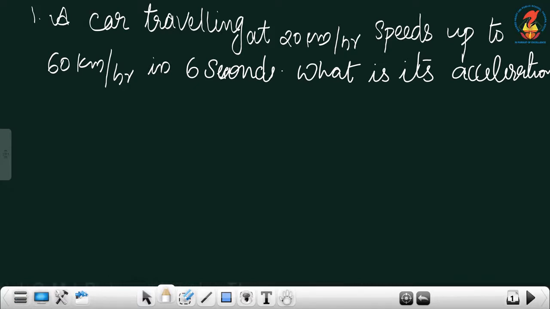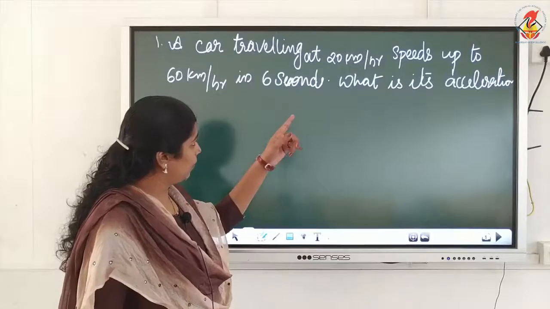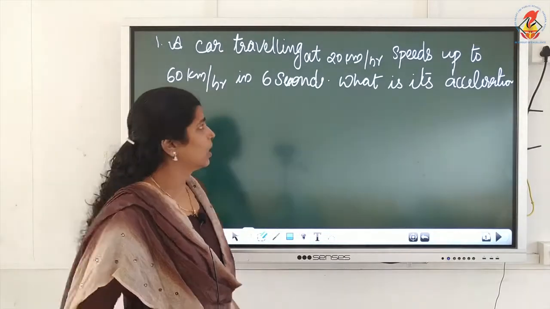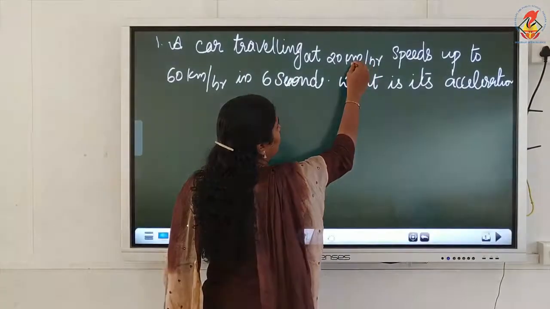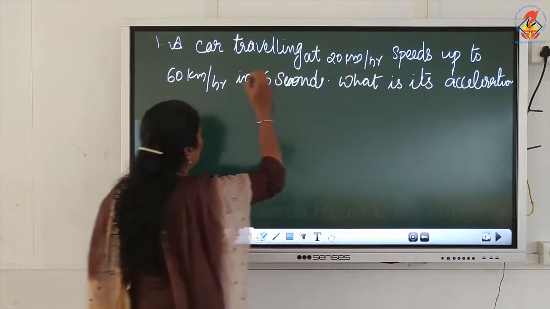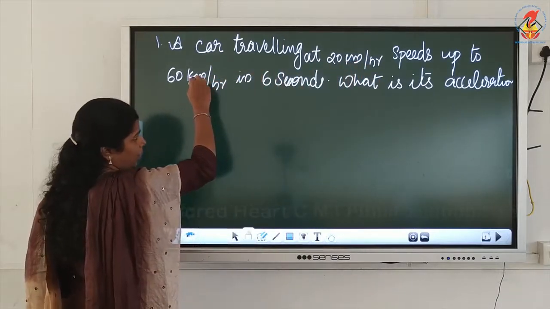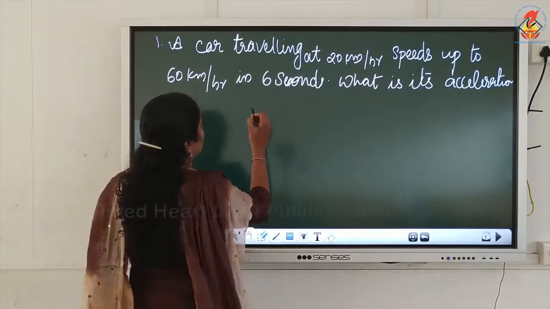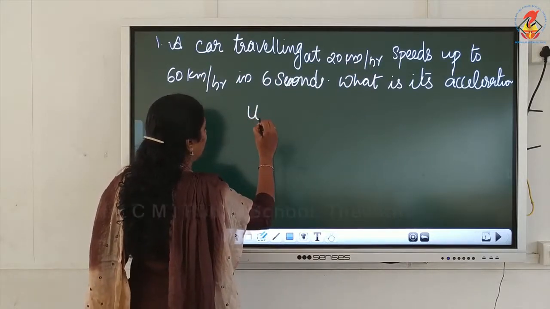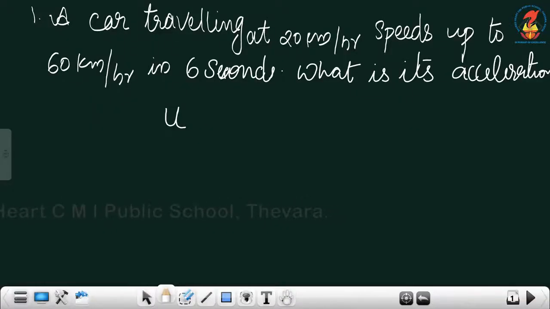Okay, so we know the equation to find acceleration: a equal to v minus u by t. Now you will have a confusion, which one is the initial velocity and which one is the final velocity. Here it is given speeds up, means this velocity is the initial velocity and this one is the final velocity. Initial velocity is represented by the letter u. You have to write the u in the same way itself. Don't write it like this. Write the u in this way itself.